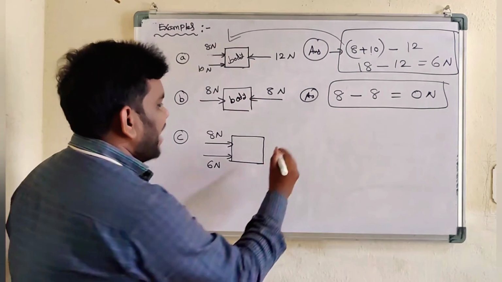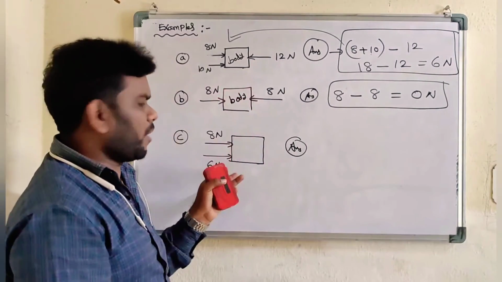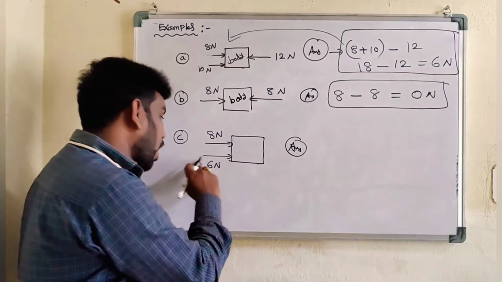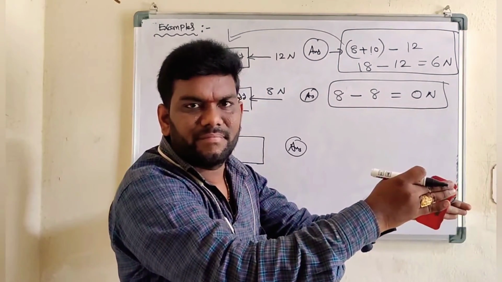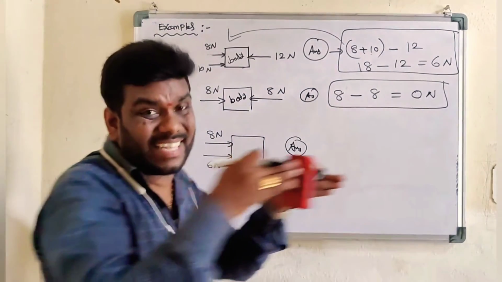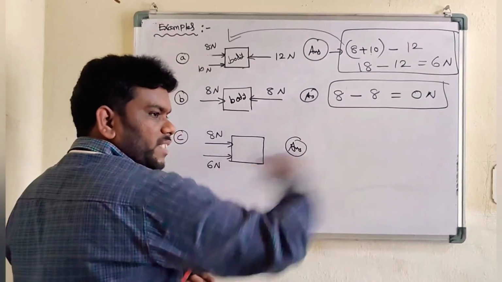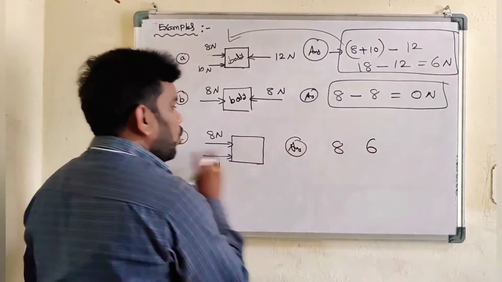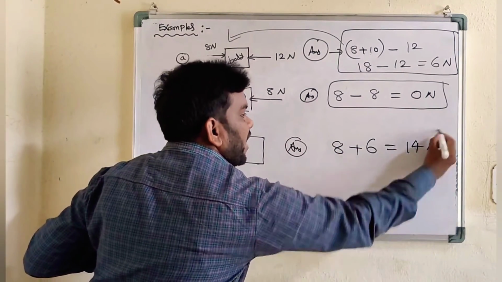Okay students, and this one, it is very important. You can do this also. So it is one direction, it is also one direction. They both are same. The two forces are acting in the same direction. Same direction means towards right. So what is the answer? 8. What is the answer? 6. Towards the same direction means plus, 8 plus 6, 14 N.